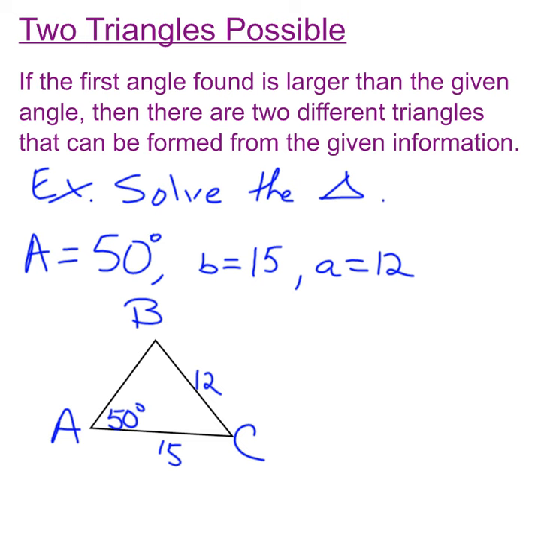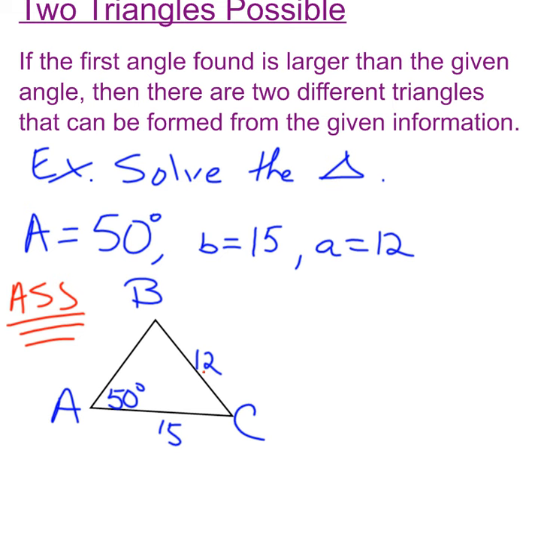Okay, now, looking at the scenario, I know I'm given an angle, a side, and a side. That's the angle, side, side scenario. Oh no, that's the ambiguous case. You always want to check that. There could be no triangles possible, there could be one triangle possible, or there could be two triangles possible. Okay? So let's take a look at this.